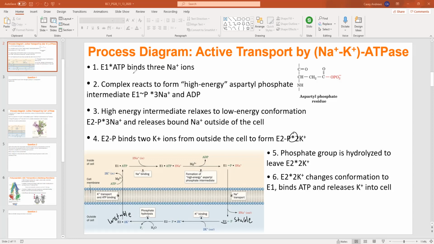You remove the phosphate, this enzyme becomes in a high energy state. Molecules don't like to be at high energy, so it's going to go to an E1 state that's lower energy, and ATP will bind to the E1 state. That energy going from E2 to E1 is the conformational change that causes that potassium to leave.